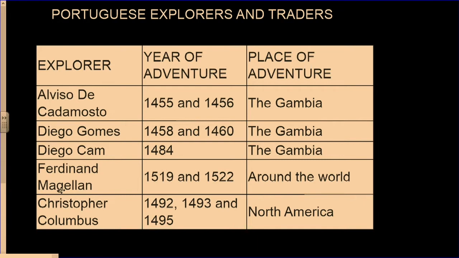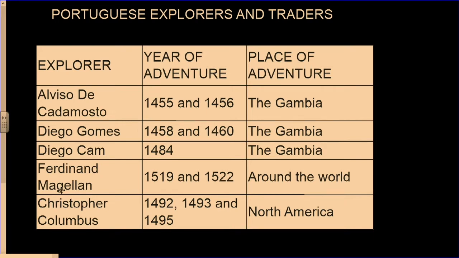The explorers, the year of exploration, and the place that they adventured. That means the place that they visited. We are starting with the Portuguese explorers and traders. One of them was Alvise Cadamosto, who came in 1455 and 1456. And the place of adventure was the Gambia.